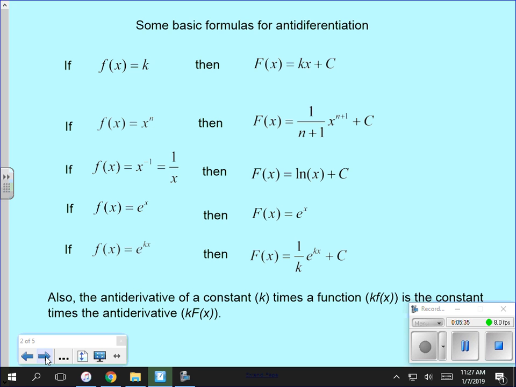If f of x is equal to e to the x, then the antiderivative is e to the x plus c. Gotta always have your plus c.